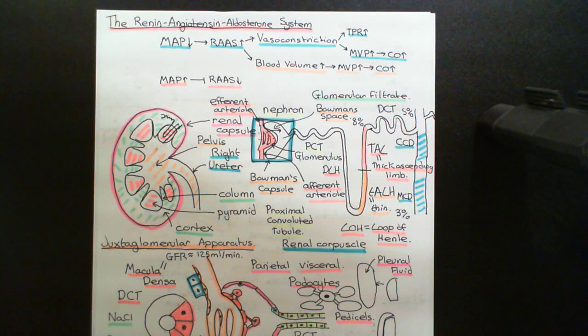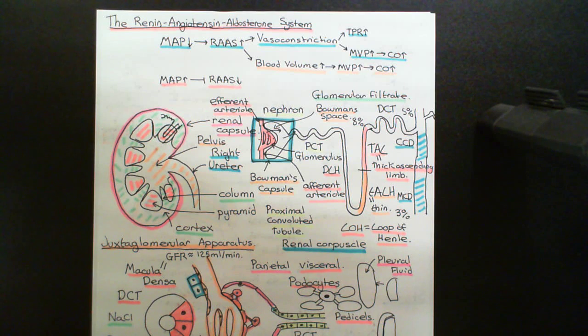In addition, raised angiotensin II leads to raised aldosterone level, and raised aldosterone will lead to increased water retention by the kidneys and therefore help to bring blood volume back up, which will then increase mean venous pressure, increase cardiac output, increase mean arterial pressure.